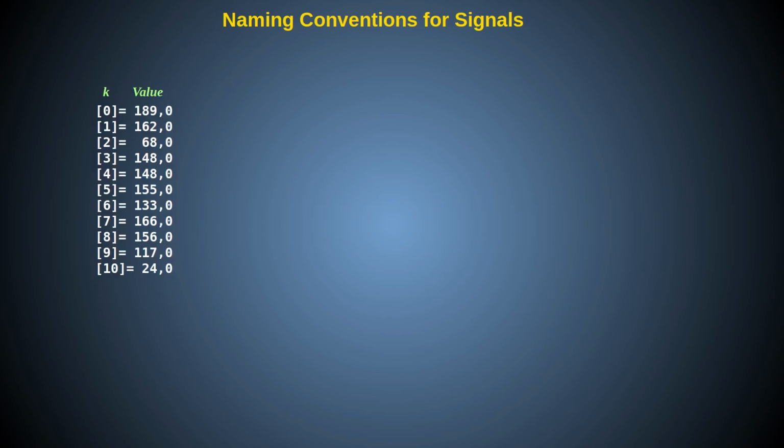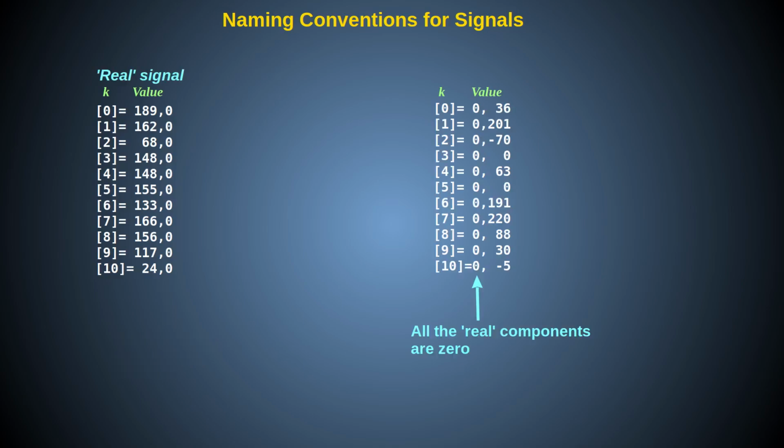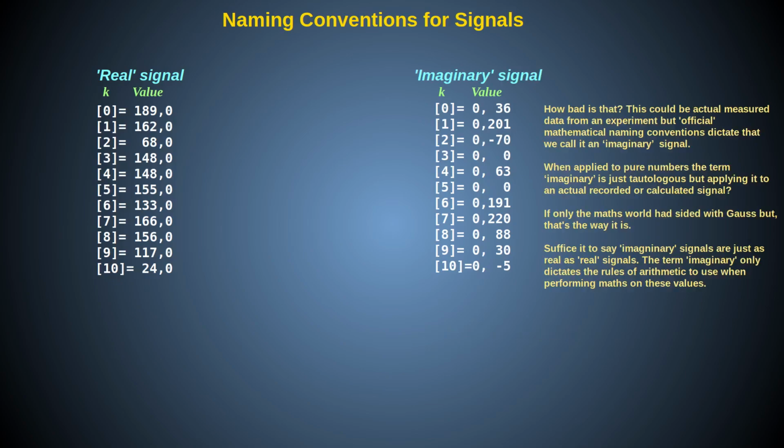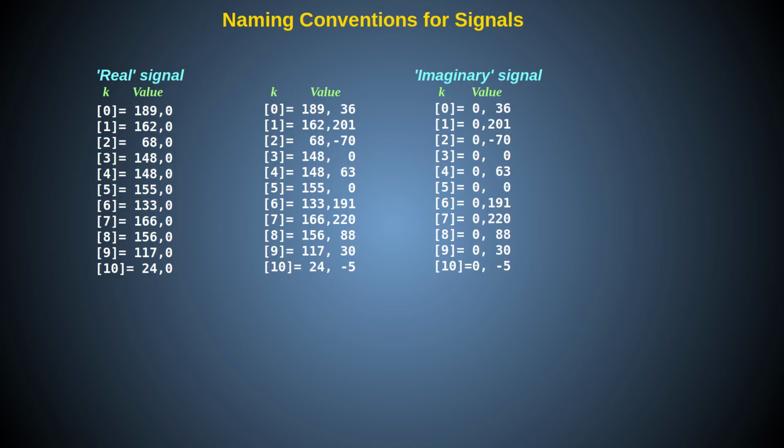Now, getting back to our discrete signal of measured values, this is where the mathematical naming conventions of real versus imaginary become extremely bad. Because all the imaginary components are 0 in this signal, it's called a real signal. If we had a signal where all the real components were 0, but at least some of the imaginary components were non-zero, that is called an imaginary signal. If we had a signal where any of the imaginary components were non-zero, in addition to any of the real components also being non-zero, then this is called a complex signal.